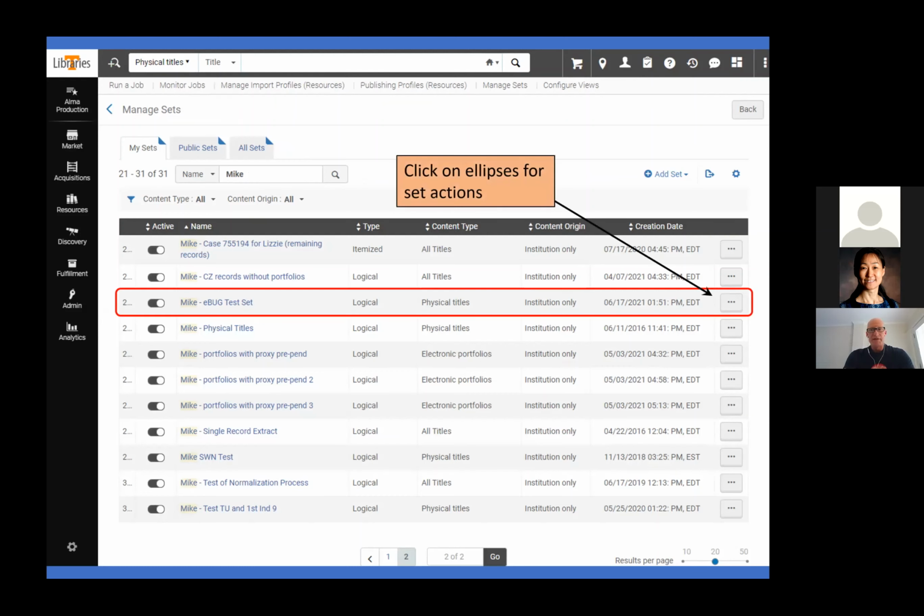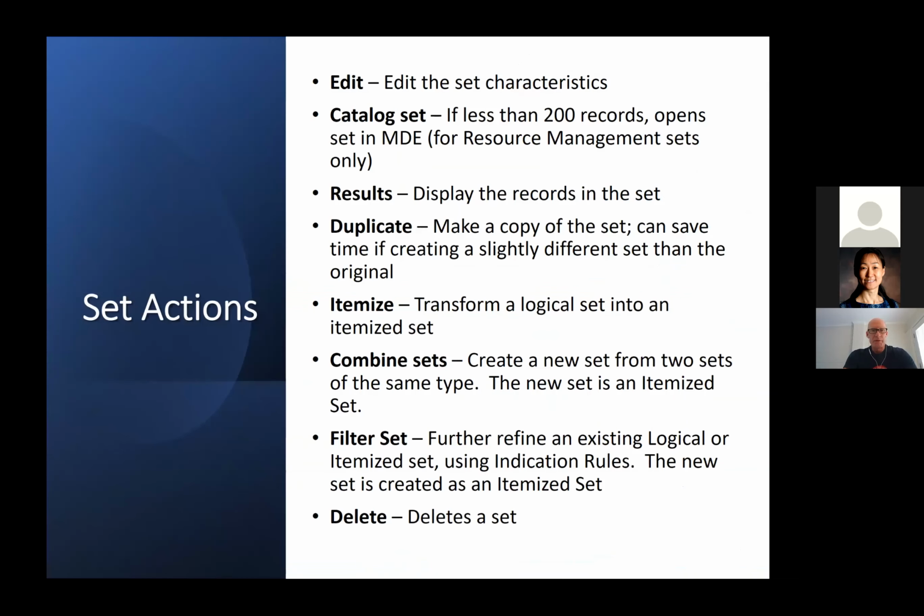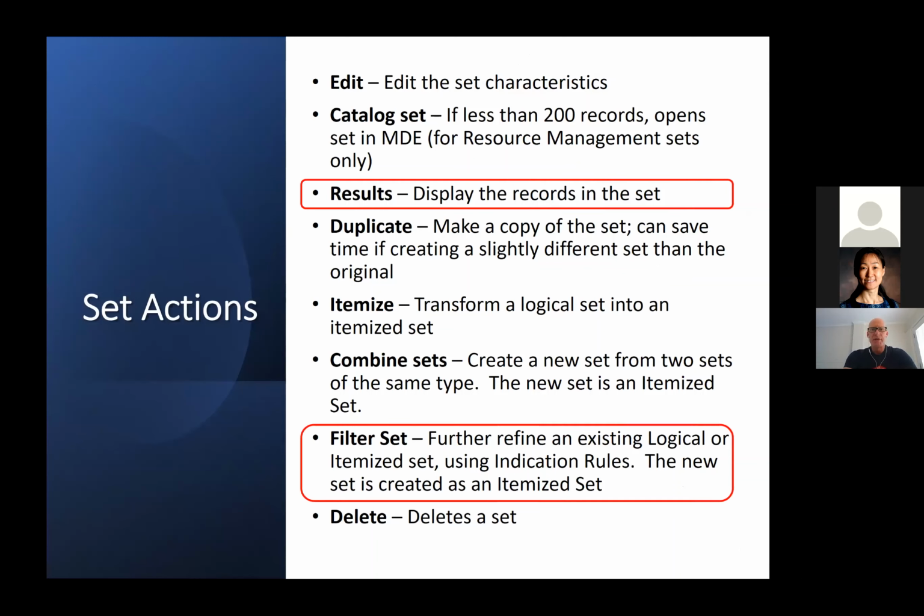And as with a lot of things in Alma, we've got these three ellipses here with more actions that you can perform. So in this case, we've got eight different actions that are available. And I don't use all eight of these. I just use a few of them a lot, and then some others on a more or less frequent basis. But let's just go through these set actions real quick. I'm not going to talk about every single one, but the two that I use a lot are the results and the filter set. So results is a little bit counterintuitive.